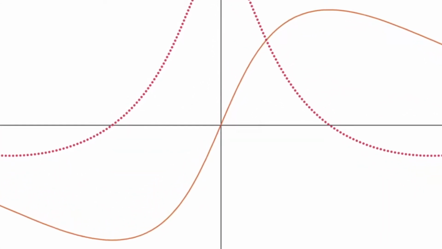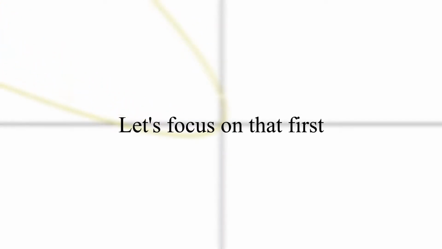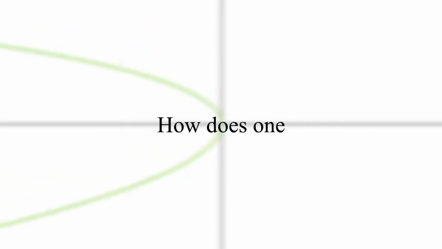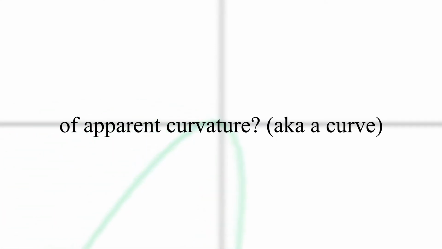So how do we get the dy/dx of a rotated curve anyways? And how do you even rotate a function to begin with? Let's focus on that first. How does one spin a mathematically defined segment of apparent curvature?